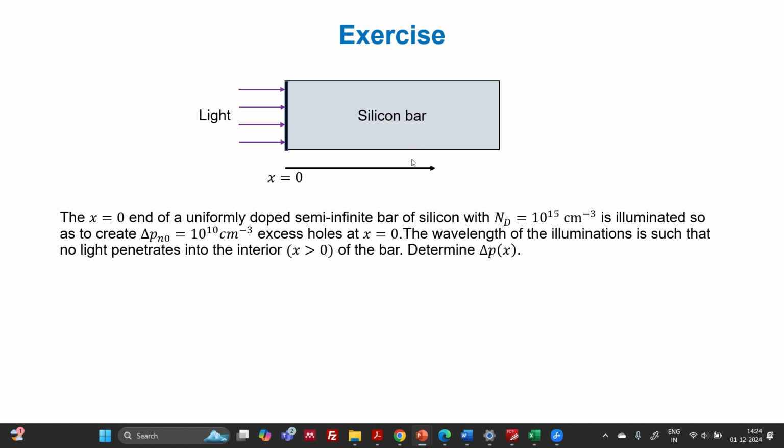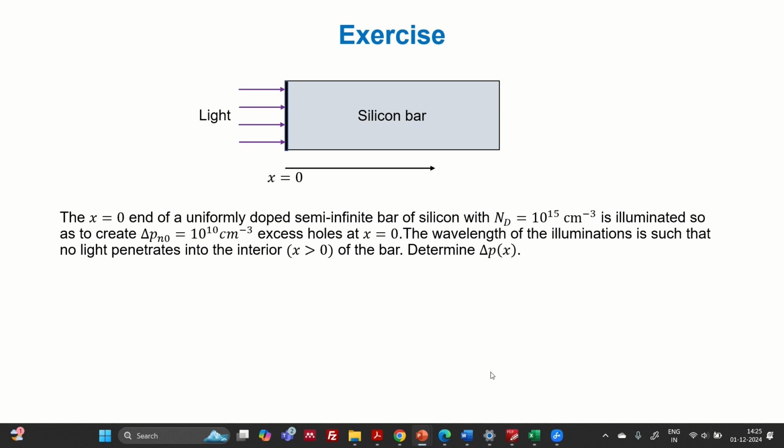Because I want to determine delta p(x) and there is no time information, the question is asking me what my delta p(x) is in the steady state. If you haven't been given any time-related thing, and they are asking you to plot delta p as a function of x, it means they are asking for the steady state. In the steady state, d(delta p)/dt will be 0, so the continuity equation is going to reduce.